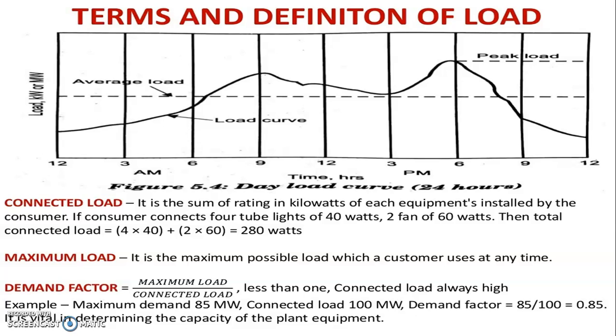Next, maximum load is the maximum possible load which a customer uses at any time. Next, demand factor is the ratio between maximum load and connected load, so this demand factor is always less than 1. For example, maximum demand is 85 megawatt and connected load is 100 megawatt, so demand factor is maximum load divided by connected load, 85 divided by 100, so the answer is 0.85.